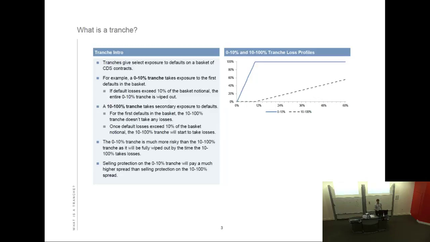And so you'd naturally expect the spread or the return you would get for selling protection on the equity tranche to be much, much greater than the spread you would get on the index, which in turn should be much greater than the spread you should earn on the super senior tranche, the 10 to 100.